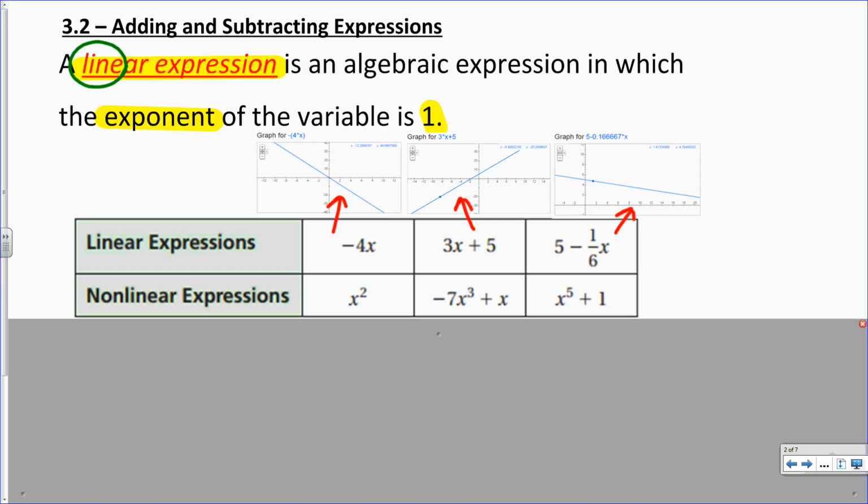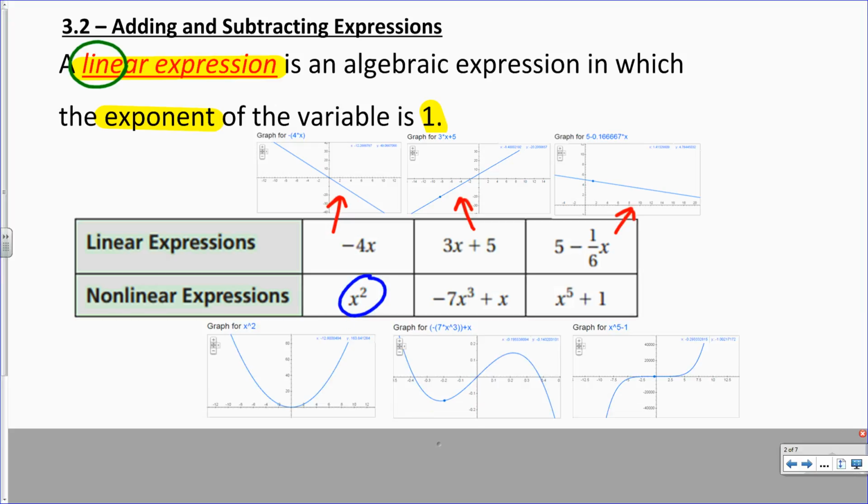Here's an example of some nonlinear expressions. Notice here is an x squared. An x squared graph looks like this. It's like a U. It's called a parabola. Here's an x cubed. This graph, as you can see, is not a straight line. And here's x to the fifth, which is also not a straight line. So first of all, I want you to understand that when your instructions say to work with a linear expression, you're working with a straight line, although we will not be graphing those in this chapter.